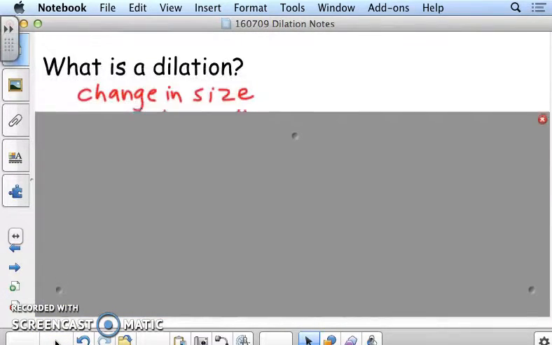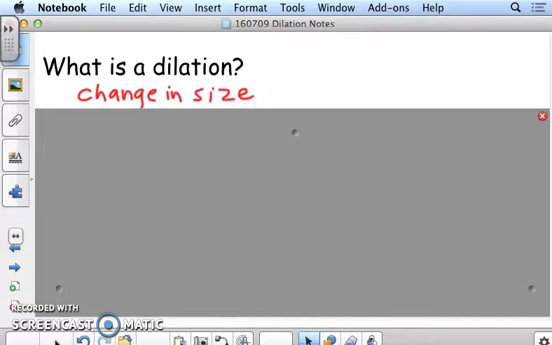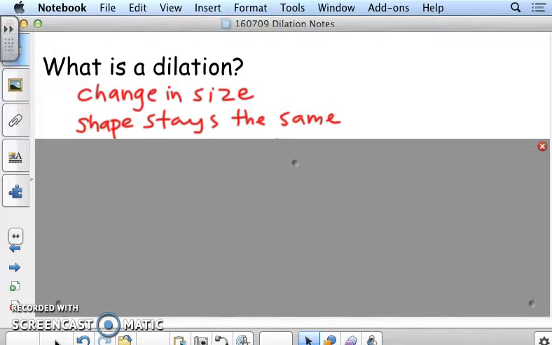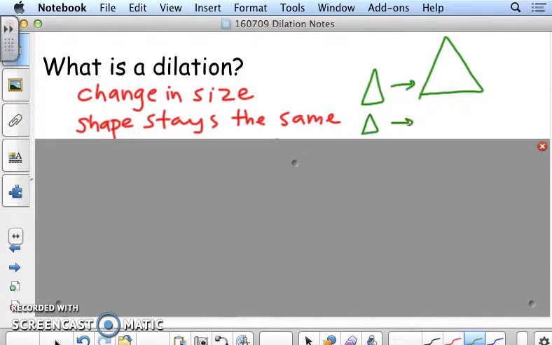So what is a dilation? I know it's going to be a change in size. So my shape is going to change in size, but it's not going to change the shape. So if I start with a triangle, my dilation will simply be a bigger triangle. I will not go from a triangle to a square. This will not happen. Okay, so when I have a dilation, it's a change in size, but not a change in that shape.